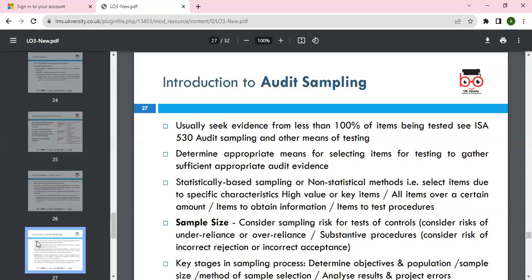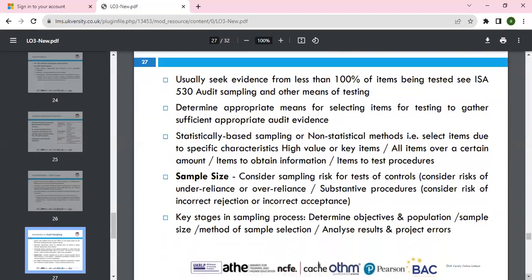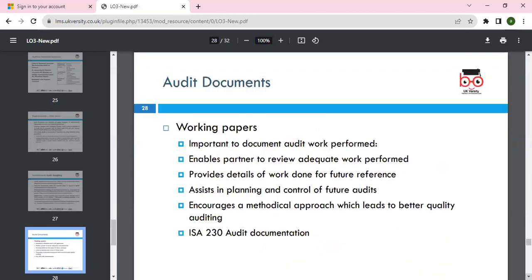So the sample size: consider the sampling risk, the risk of under-reliance and over-reliance, and then substantive procedures. Consider the risk of incorrect rejection or incorrect acceptance, and the key stages of sampling: the objective, the population and the sample size. What you have applied also creates a risk in itself.